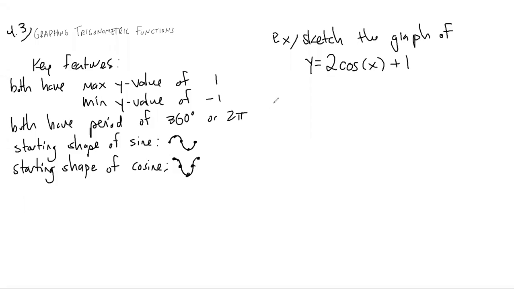All right, so what we're going to do now is graph some transformations on trig functions, but I do want to get away from using those languages of transformations. And instead what we're going to do is look at what these transformations are going to do to our key features. The first one we're going to start with is this y equals 2 cos x plus 1.